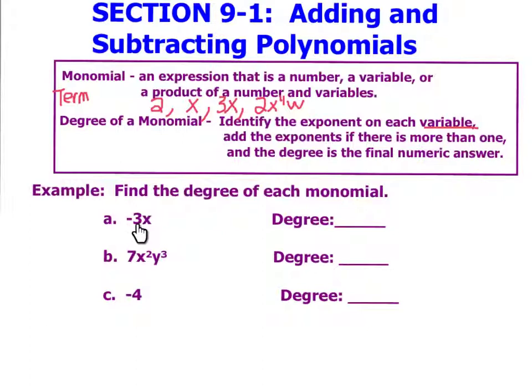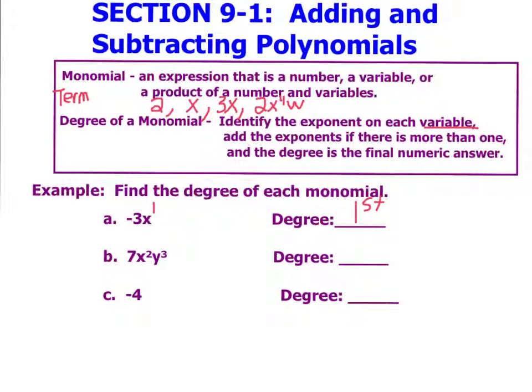This monomial is negative 3x to the first. So I'm going to only focus on the x. The variable of x has an exponent 1. So that's all there is. This is a first degree. Okay? First degree monomial.